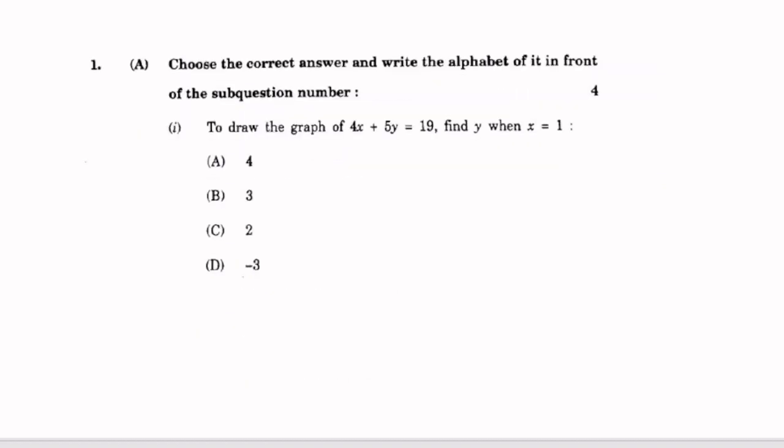Let's see what is the first question that came. So the first question is: choose the correct answers and write the alphabet of it in front of each question number. In this particular question 1A, you have to choose the correct answer. Check which answer is correct. No need to provide any descriptive answer, but you need to check if the answer is right or not.